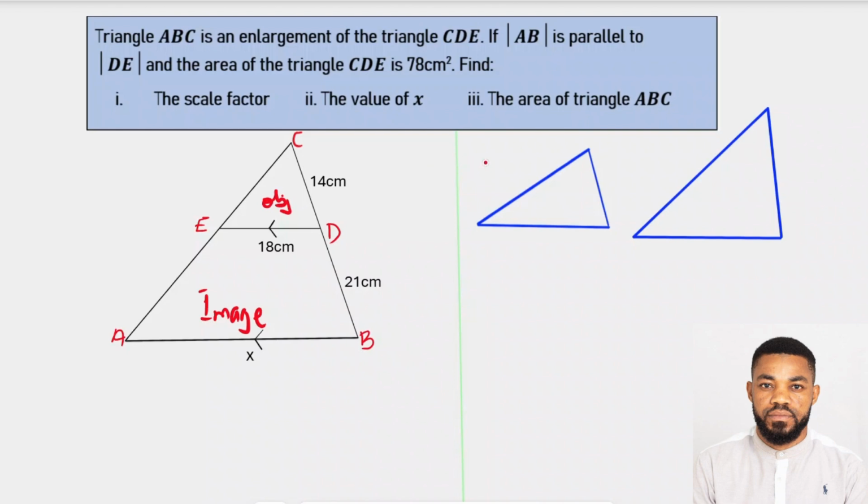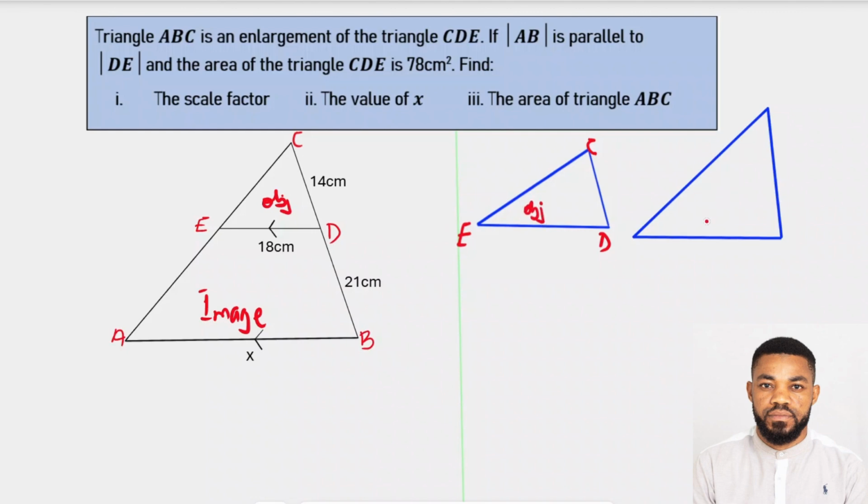So let's begin. Anytime we get diagrams like this, whereby the image and the object are merged, it is better to redraw them by separating the triangles or the shapes. So here I've separated them. One is going to be the object and the other will be the image. From the question, we know that CDE is the object, so that's the smaller one. So let's make this one CDE. Here is going to be E, here will be D, and here is going to be C. That's the smaller triangle, the object.